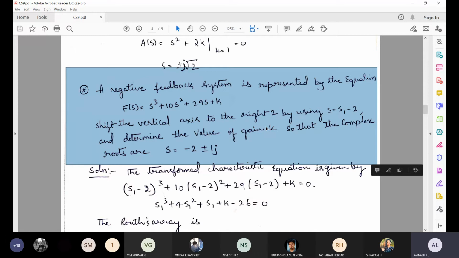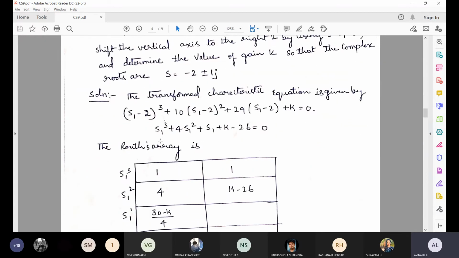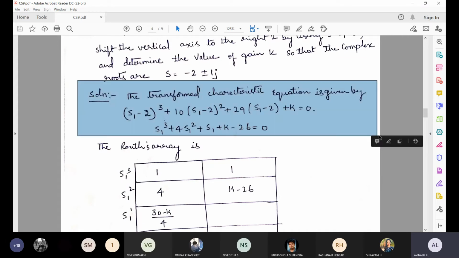Now we will see another type, where they're telling that we need to shift the vertical axis right by 2 using s1 minus 2. They have clearly given that s equal to s1 minus 2. So replace the value of s by s1 minus 2. If you replace it, you will get like this. Please write this answer, all of you.